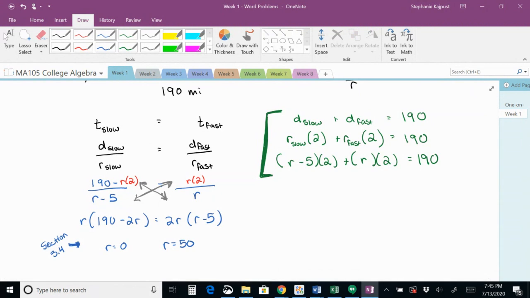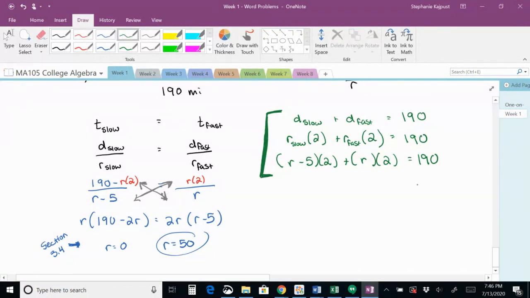Well, this means speed. We said R was for the fast car. So a speed of 0 miles per hour doesn't make sense. But a speed of 50 miles per hour does. So you say, okay, which one of these answers makes sense? So it's probably the 50 miles per hour.